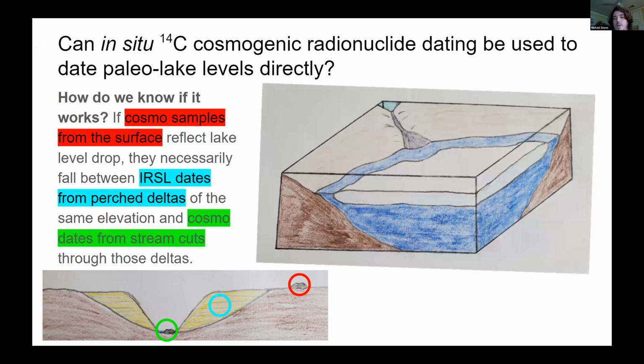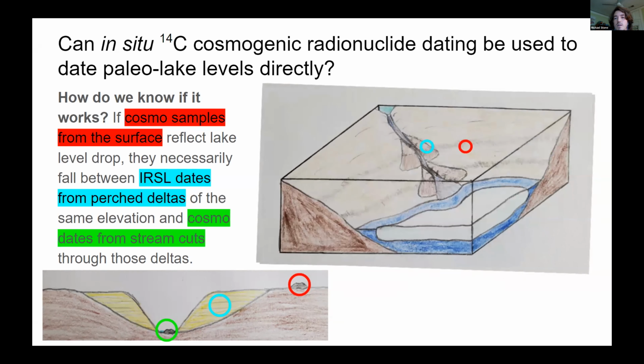To clarify a little bit, here we have a block diagram showing a stream running into an ice-covered lake, and we have a delta at the end of the stream. This delta is forming actively. That means our luminescence sample in blue is being actively deposited. Its clock starts. Lake levels drop, then the Cosmos sample's clock starts if it's at around the same elevation. And then the stream cuts through the delta and that clock starts.